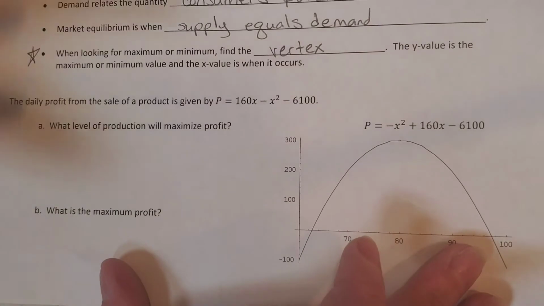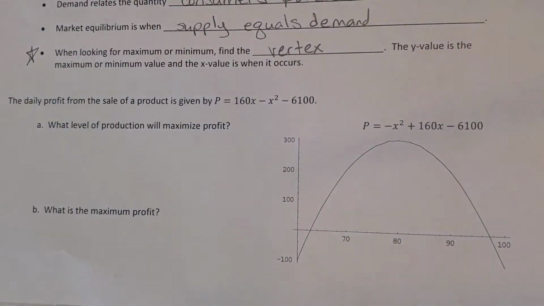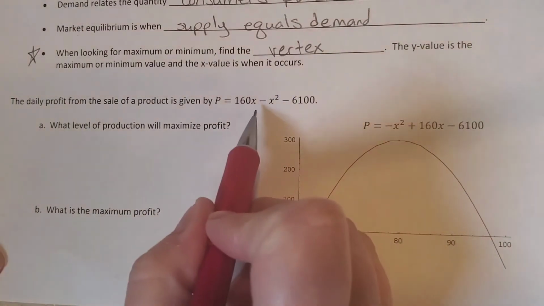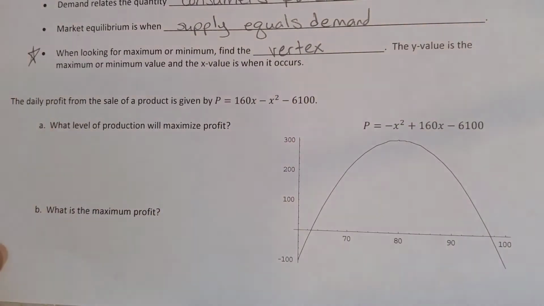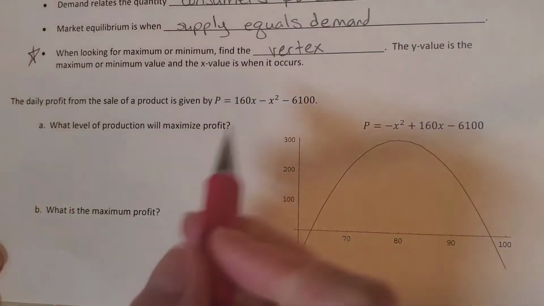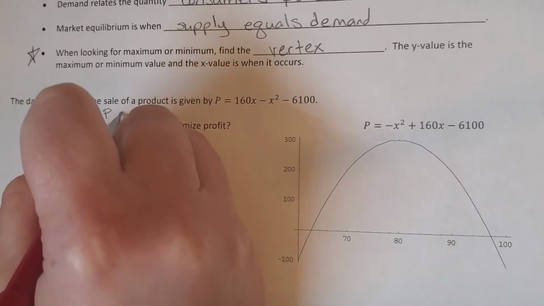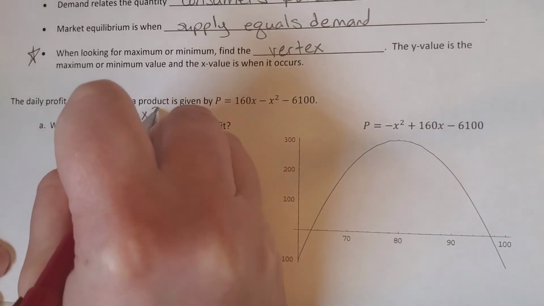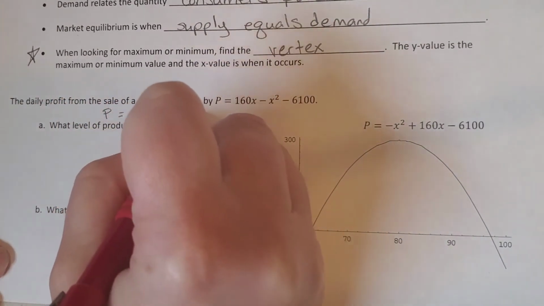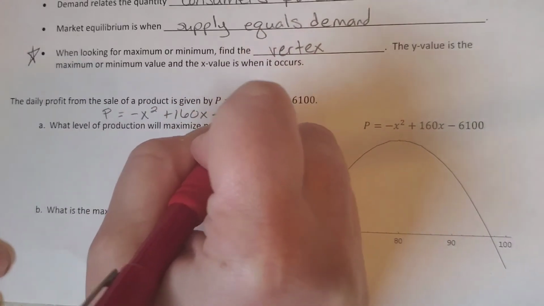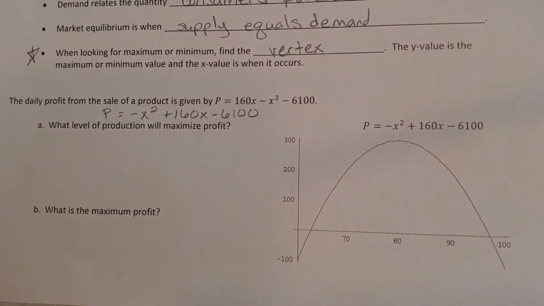On this first one, the daily profit from the sale of a product is given by this function. P is equal to 160x minus x squared minus 6100. Now, we might want to turn that around and write it in the order we like first. So P is equal to negative x squared plus 160x minus 6100. And we're asked what level of production will maximize profit. So notice we're looking for a maximum. We're looking for the vertex.